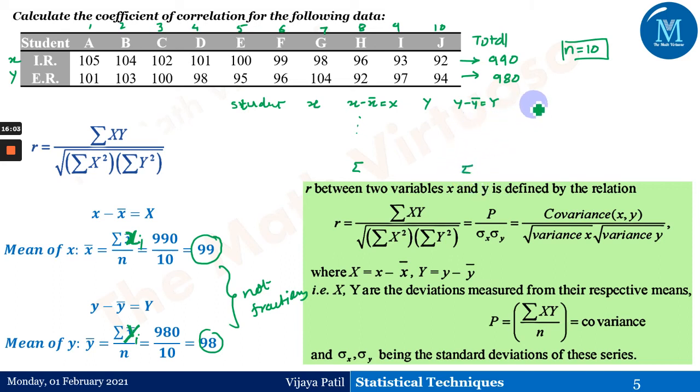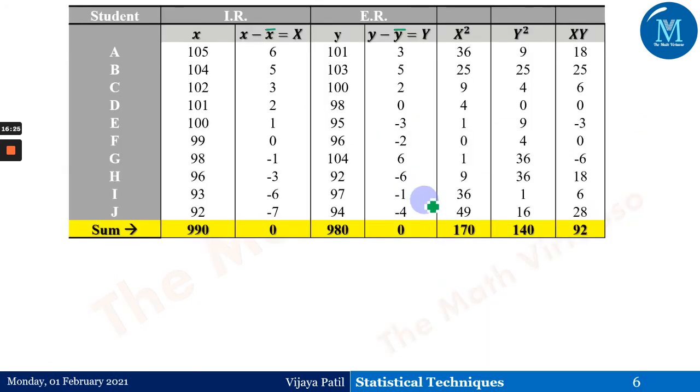Then I need capital X square, because I need the summation of x square here. So I need capital X square, capital Y square, and then the multiplication of them, that is XY, and all those sums we need here. We can accommodate this in the next table. So this is x minus x bar, that is capital X, y minus y bar, that is capital Y, x square, y square, and xy. These are the names of the students, and we are aware that n is equal to 10 in the present case. And therefore this is the formula.